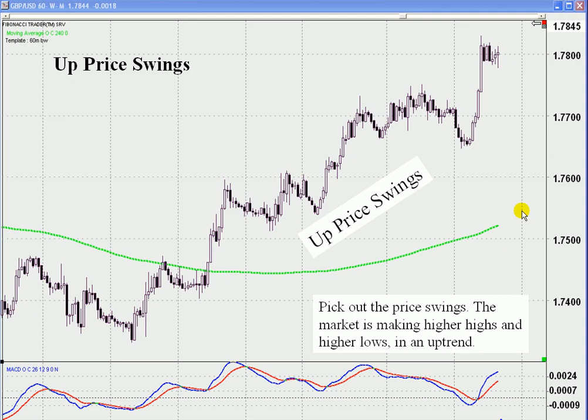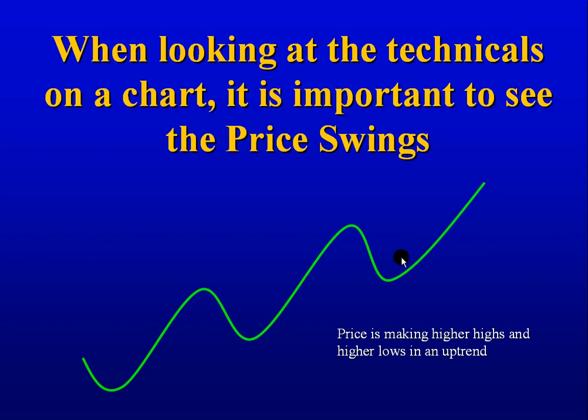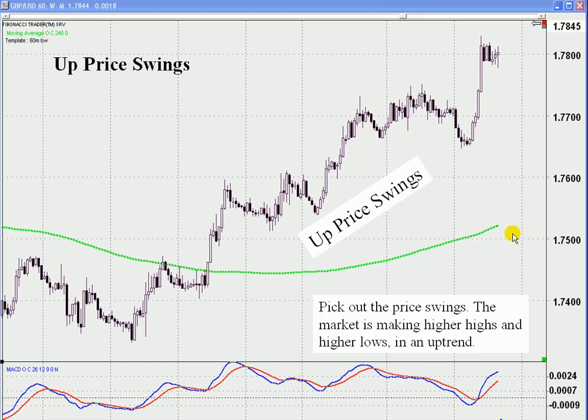And here's what it looks like on a chart. Of course, when we look at a slide like this it's nice and smooth and clean, but when we look at a chart, it can sometimes be a little bit confusing. And you may ask yourself, well, where is the price swing? Which price swing is the important price swing? Well, that gets back to our lesson on support and resistance and finding the very distinct lows and the distinct highs and making the connection between them to determine our price swings.